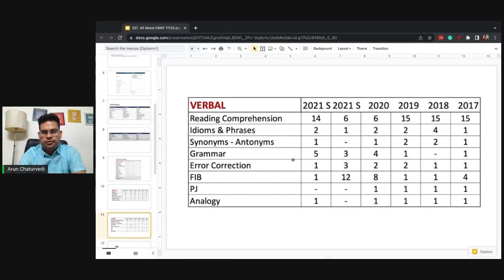Grammar and idioms and phrases. These three areas you should focus on. FIB, fill in the blanks, was prominent till last year. Even last year in this first slot, it had questions, so you should prepare this as well. FIB is similar to vocab.